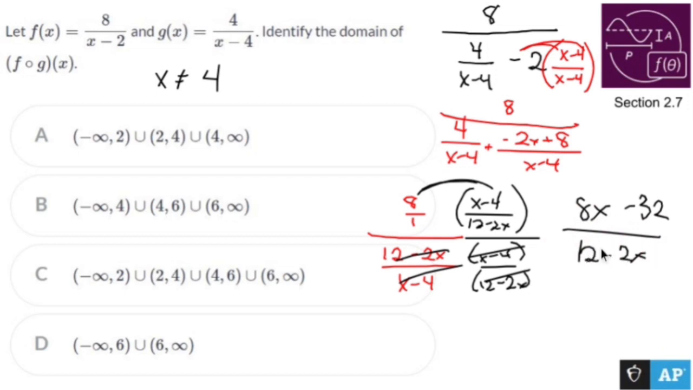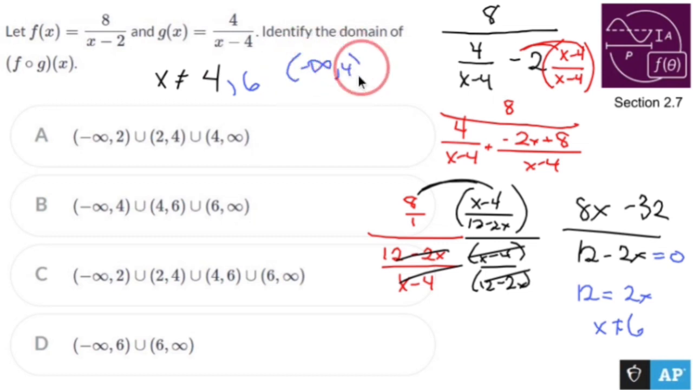Now I have a brand new denominator. And according to this brand new denominator, if I set it equal to 0, add 2x, divide by 2, now x isn't allowed to equal 6 either. So my domain is everything but 4 and 6, which could be written out as negative infinity to 4, union, 4 to 6, union, 6 to infinity.